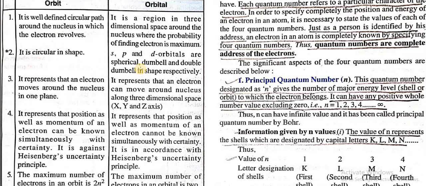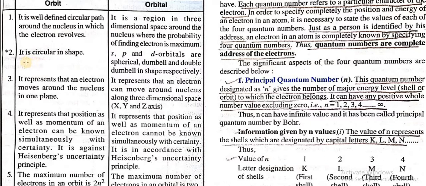Orbit, as we know, is a well-defined circular path around the nucleus in which an electron revolves. Whereas orbital is defined as a region, or a space in three dimensions around the nucleus, where the probability of finding an electron is maximum. So it is the region where the electron finding probability is maximum, whereas orbit is a well-defined circular path around the nucleus in which the electron revolves.